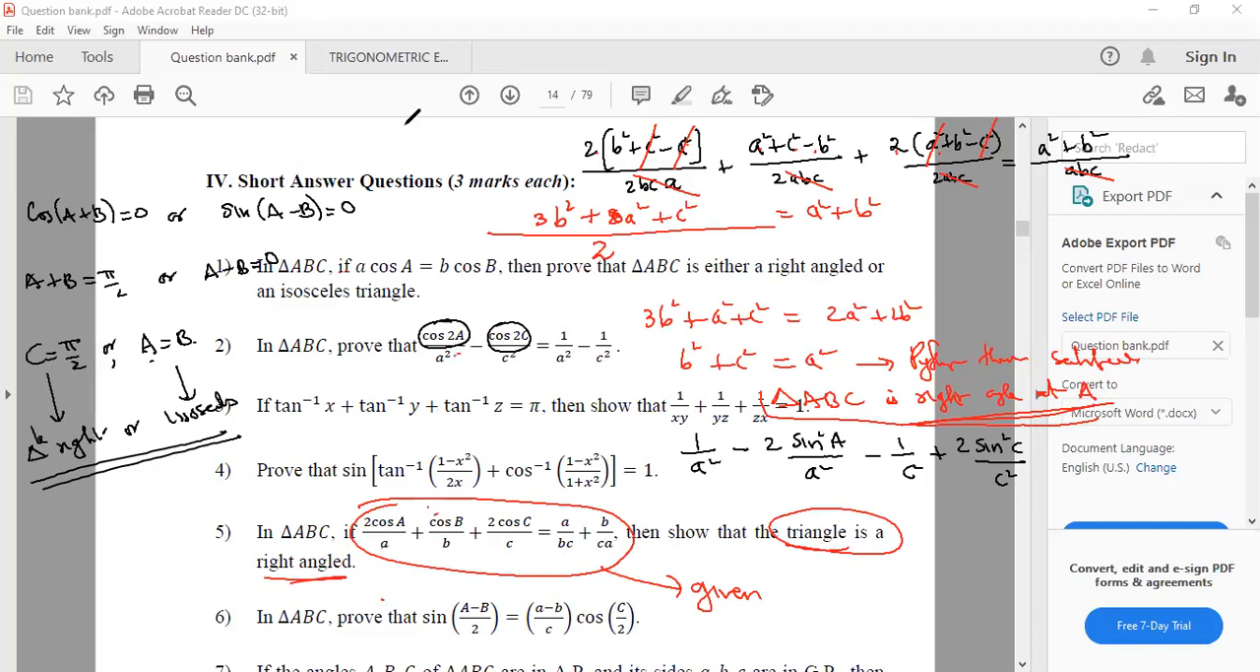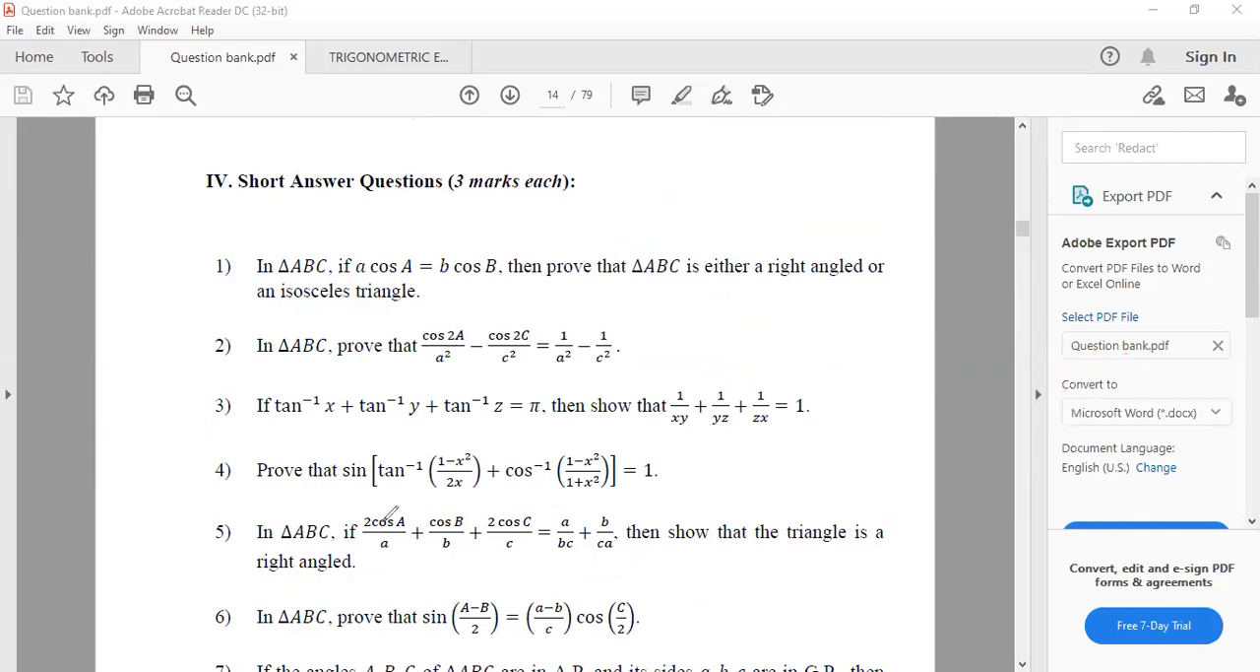Everybody fine with it? Any doubt? What reasoning will you be writing in it? Only cosine rule, and when ending, the final statement, Pythagoras theorem is satisfied. These are two compulsory statements.